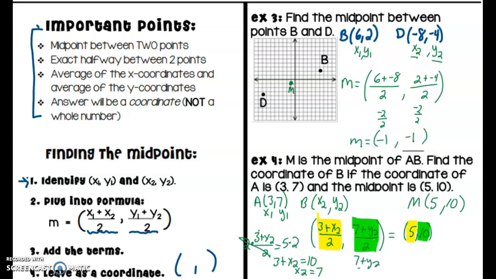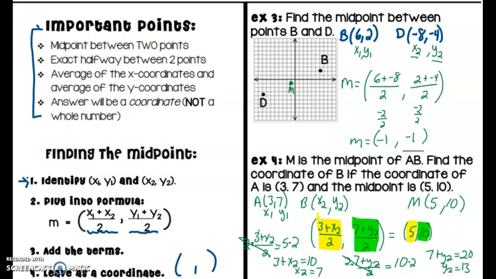7 plus y2 divided by 2 equals 10. So you're going to multiply by 2. So you get 7 plus y2 equals 20. And then you're going to subtract the 7. So y2 equals 13. Sorry about the chaos here. It was just better on my page, but on the screen it's coming out a little too big.